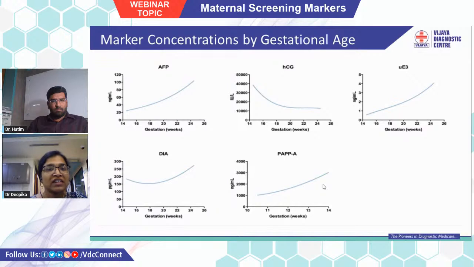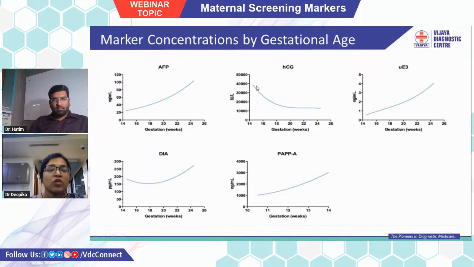And these marker concentrations vary depending upon the gestational age. They follow particular trends. For example, with alpha fetoprotein, as the gestational age increases, the levels of alpha fetoprotein increase. Whereas for HCG, initially HCG is high. After a particular time, it follows a decreasing trend, and at later weeks of gestation, it will be constant.